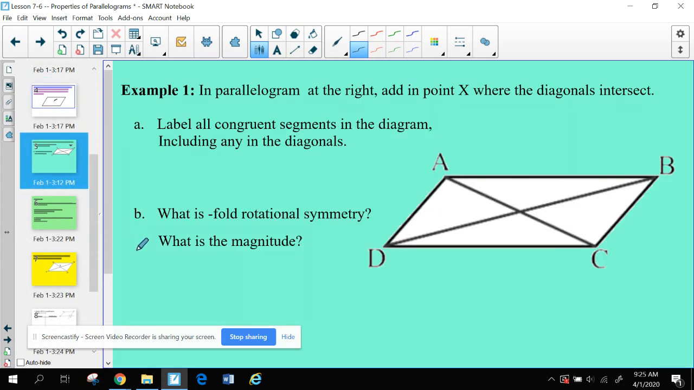Okay, some examples. So our first one. In the parallelogram at the right, we're going to add point X where the diagonals intersect. So this is now going to be our center here where they intersect. And we want to label all congruent segments in the diagram. I'm going to start by labeling the actual segments from the parallelogram that are congruent. So we know AD is congruent to BC, AB is congruent to DC. Then we also look at the diagonals. We know AX has to be congruent to XC. We know DX has to be congruent to XB.